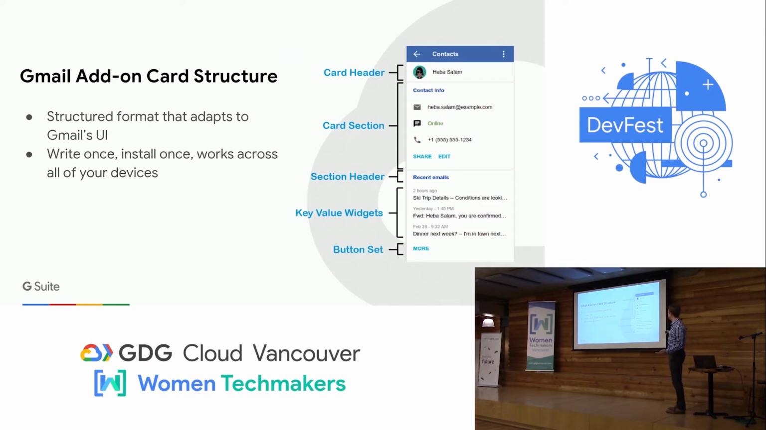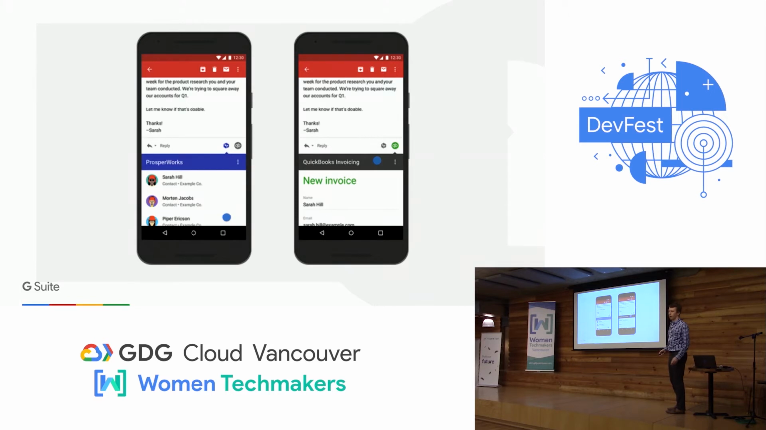The card structure looks like this, where you have a card header, multiple sections, and you can have key value widgets. So for example, ProsperWorks has created an add-on so you can see relevant contact information based off of the To field of your email.